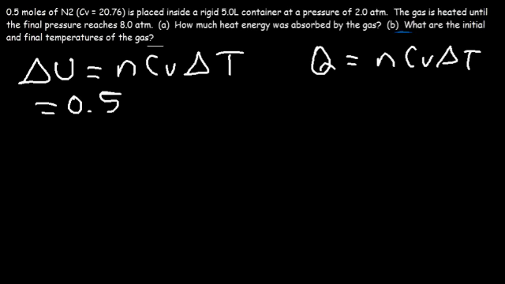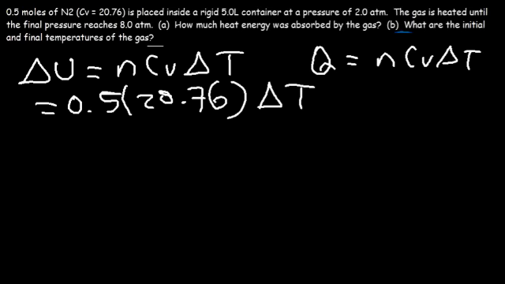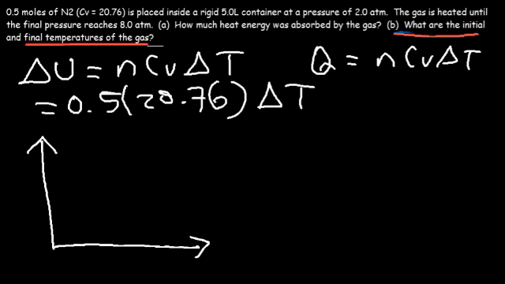So N is 0.5, CV is 20.6. The only thing we're missing is delta T, which we can find as we work on part B. So what is the temperature when the pressure is 2 atm and when the volume is 5? So how can we find it?